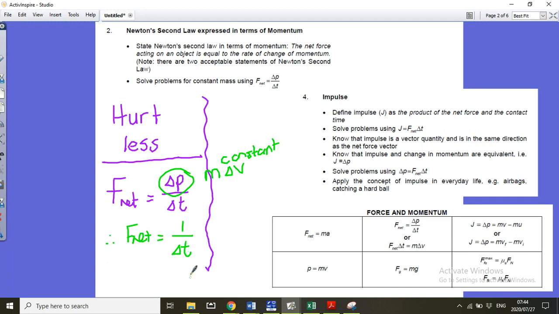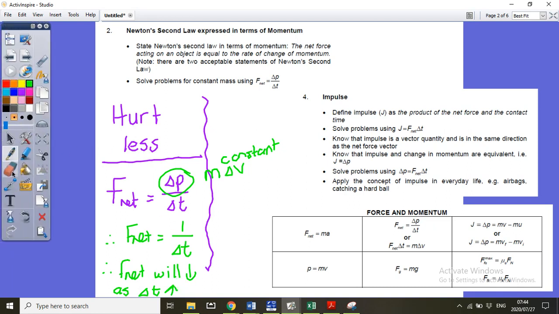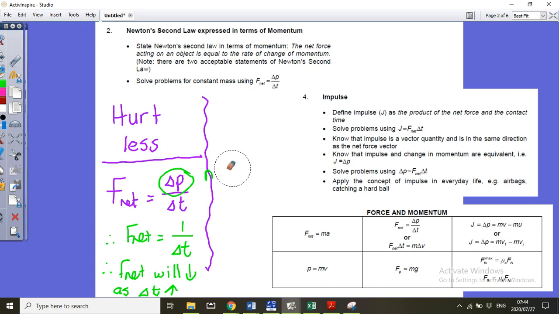And then you write your sentence and you say, therefore, F net will decrease as delta t increases, and we will hurt less. So all those questions, please go and write the equation in that form when you answer it.